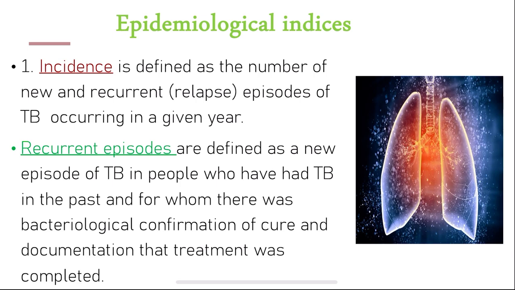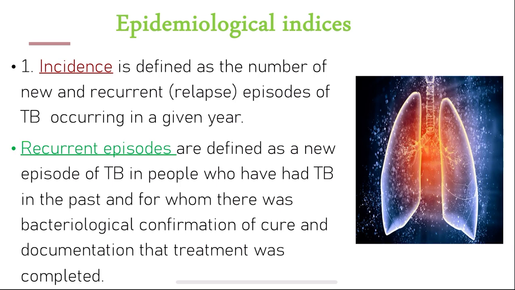So let us begin with incidence. Incidence is defined as the number of new and recurrent or relapsed cases of TB occurring in a given year. We've already discussed this. What is incidence? New cases plus the cases which are relapsing. Recurrent episode is defined as a new episode of TB in people who have had TB in the past. Very simple words. You just need to apply the basics here. Incidence is new plus relapse cases.